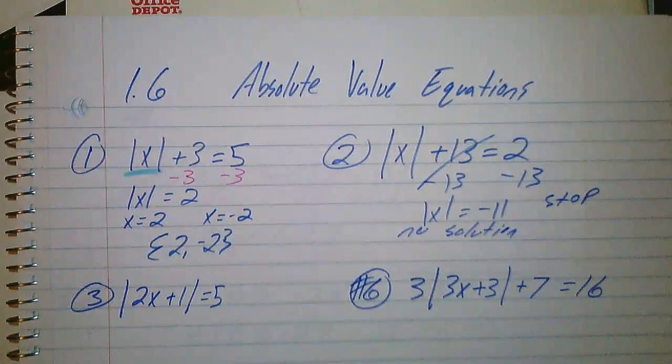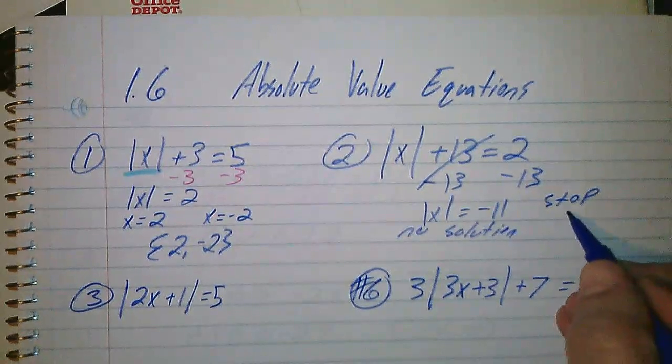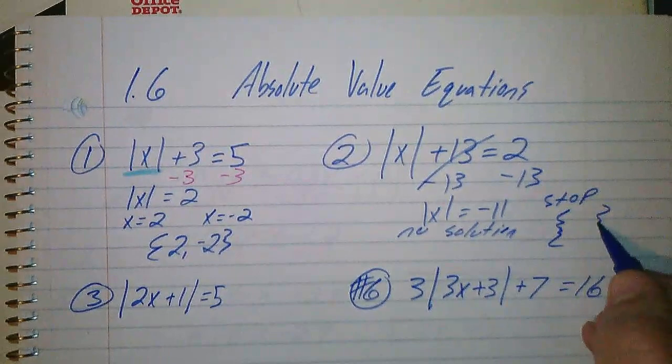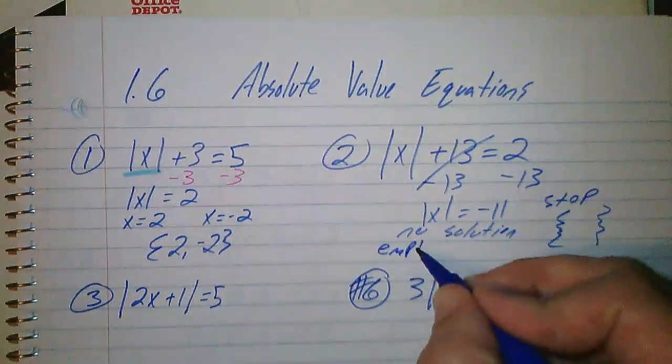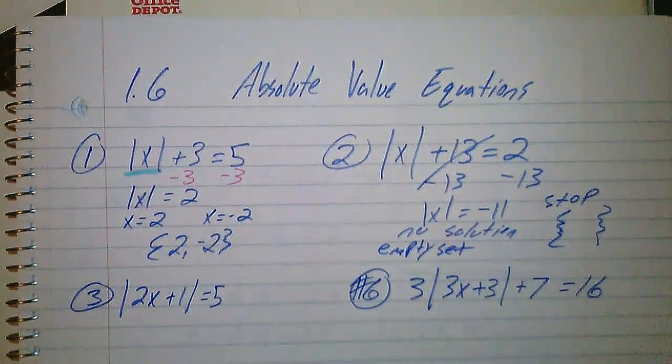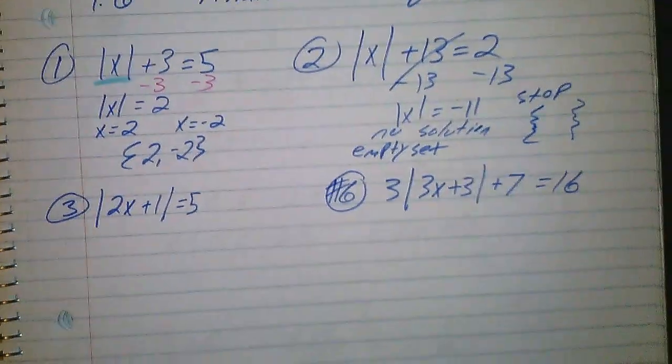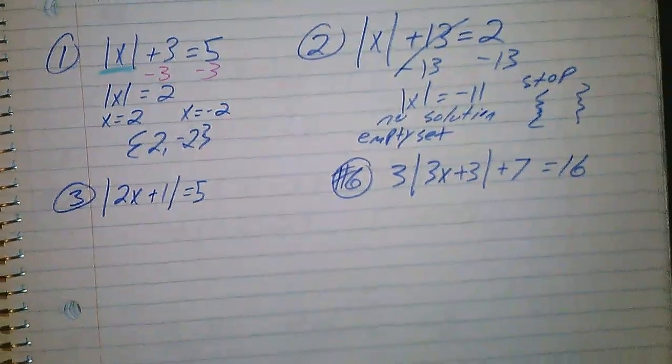And in ALEKS, you click the empty set. It's kind of like a long squiggly bracket. Empty set. Or a null set, N-U-L-L.